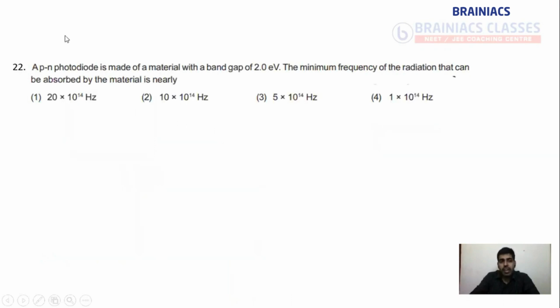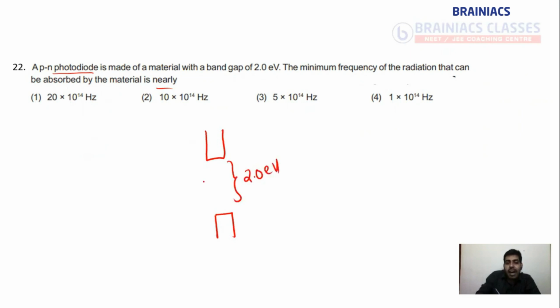Moving to the next question. A PN photodiode is made up of a material with a band gap of 2.0 electron volt. The minimum frequency of the radiation that can be absorbed by the material is nearly. Okay, so here we have a PN photodiode, and it has a band gap of 2.0 electron volt. This is the band gap of the diode.